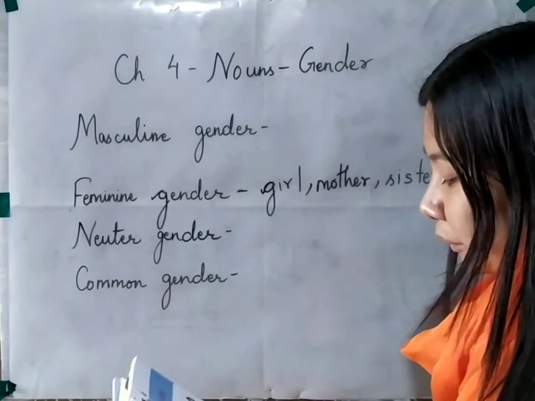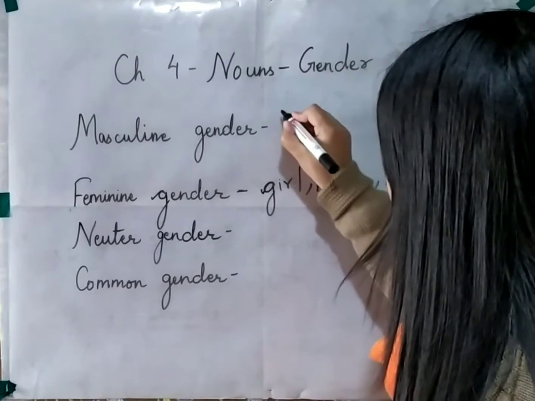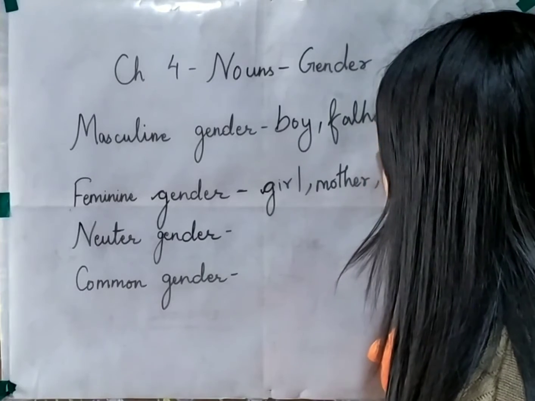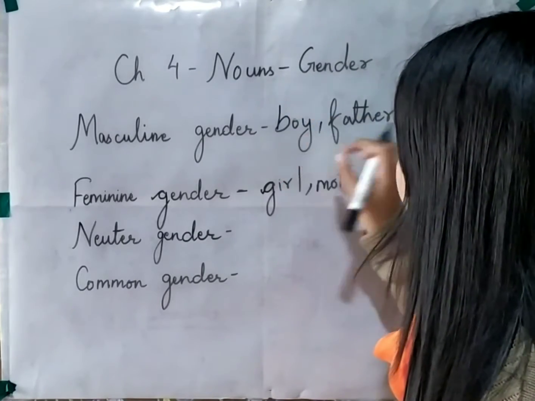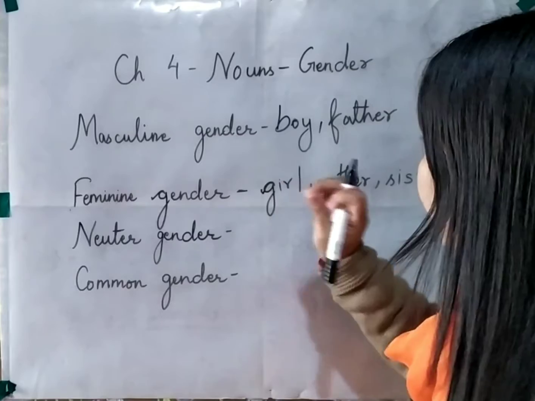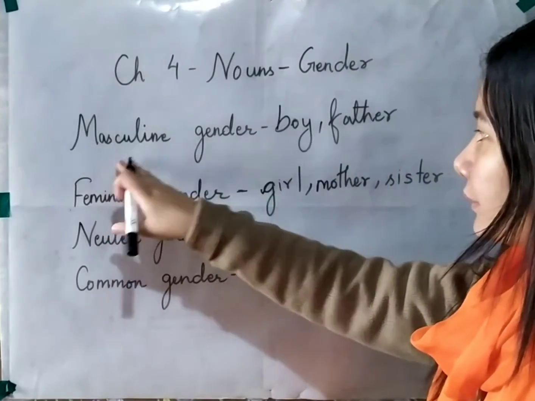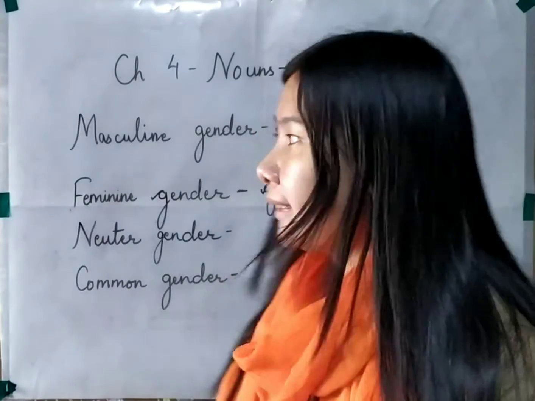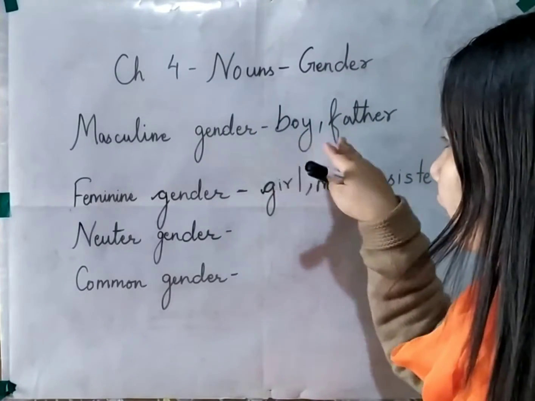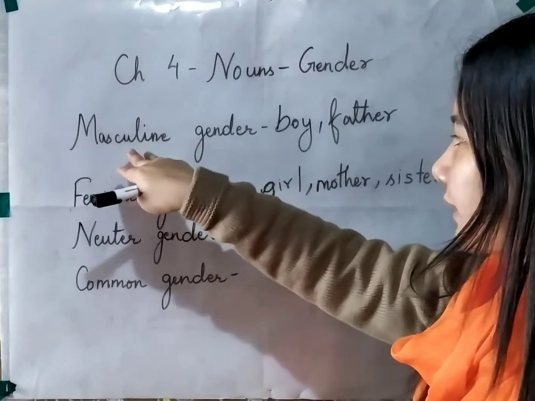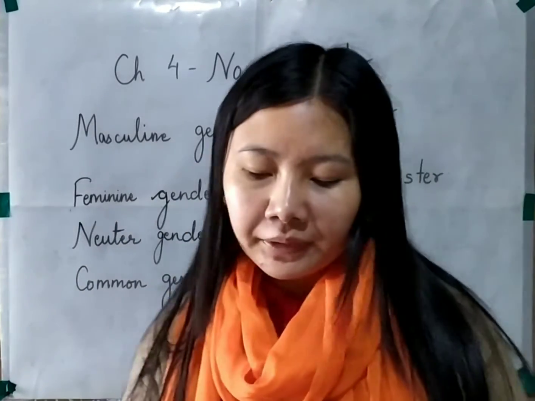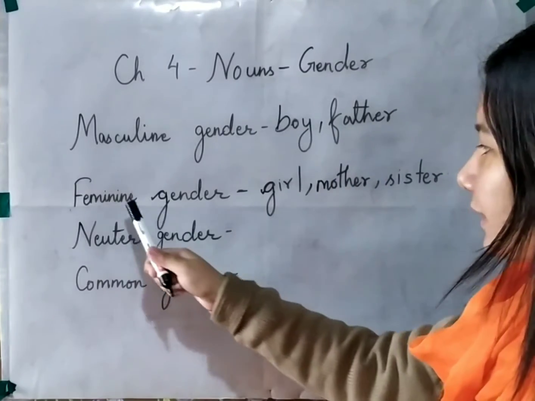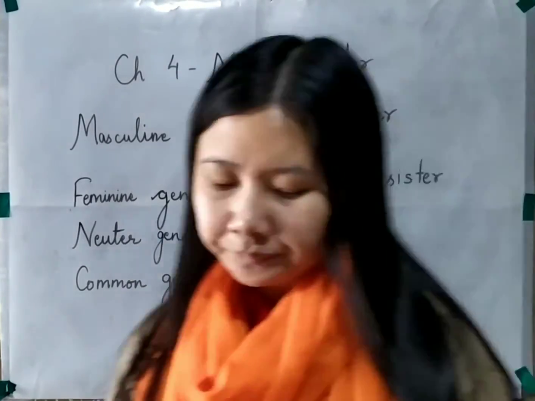Over here you can see the words boy and father refer to males. So these words, boy and father, refer to male. These are examples of masculine gender. A masculine gender refers to a male, so they are examples of masculine gender. A feminine gender refers to a female. So these words refer to female, and these are examples of feminine gender.